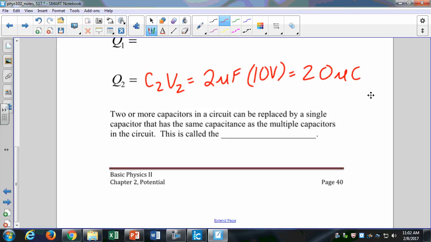Okay, so we're going to introduce the idea of the equivalent capacitance, and this will come up with resistors too. If I have 2 or more capacitors, I can replace them with just one capacitor that has the same value, and that's called an equivalent capacitor, or an equivalent capacitance.